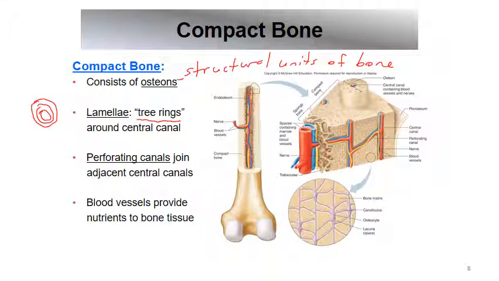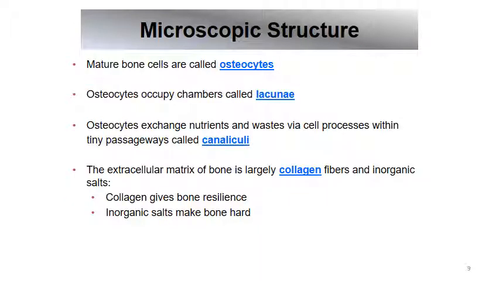Perforating canals, we already saw. Perforating canals are between the different central canals, and the blood vessels running through these central canals are providing the nutrients. Mature bone cells are called the osteocytes, so we already learned that. Osteocytes sit inside the lacunae, so those are the bubble shapes. And we saw in the picture the canaliculi are the connections between the bone cells.